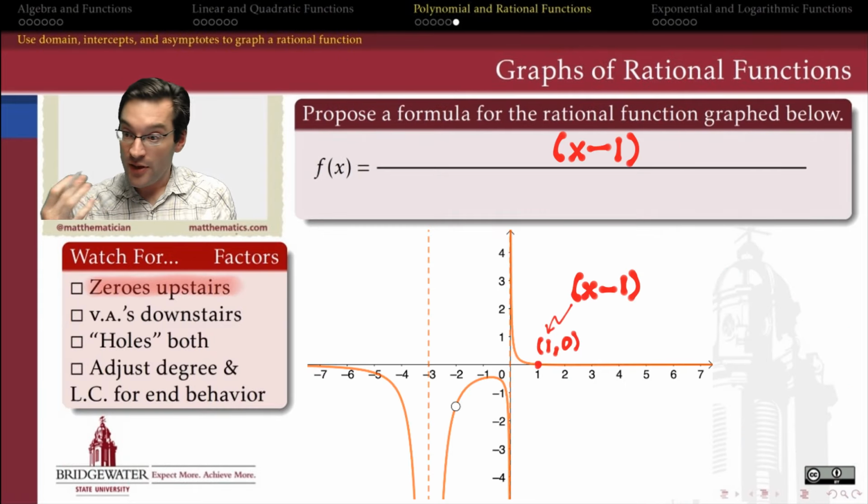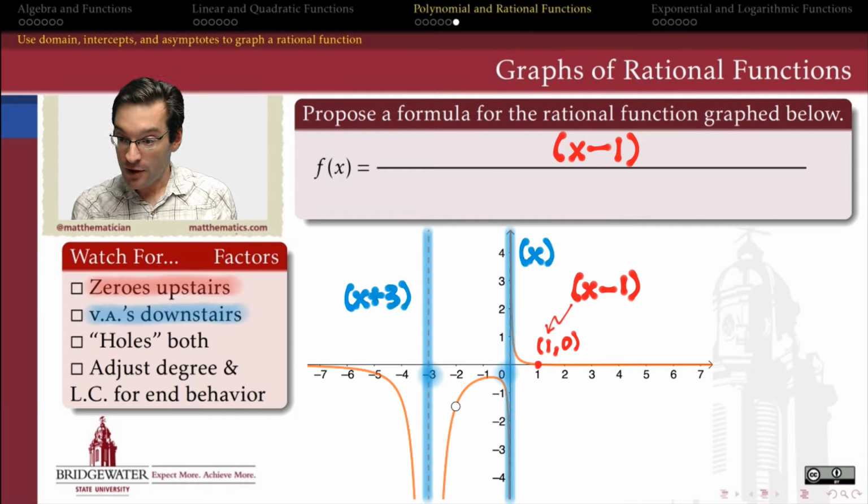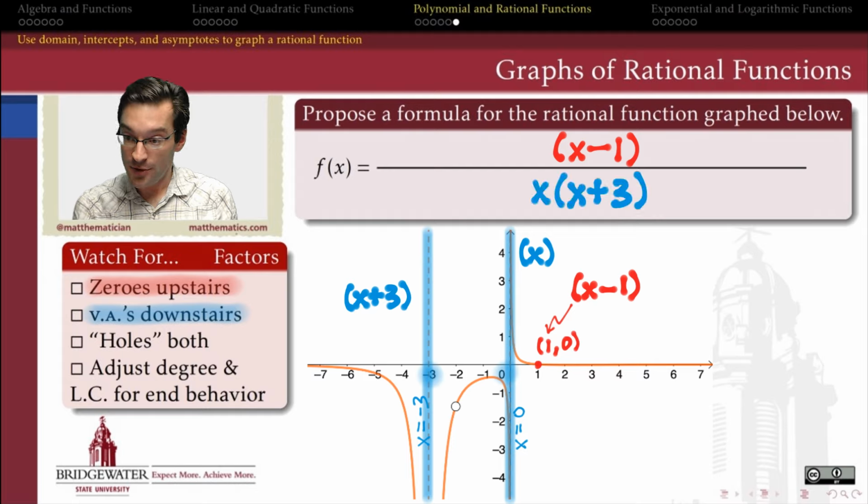Finally, we can use everything we know about local behavior and end behavior for rational functions to do the opposite, to take a graph and speculate an equation for a rational function that has all these properties. For example, this graph has an x-intercept at x equals 1, so I know that I want a factor of x minus 1 upstairs in my numerator. It has vertical asymptotes at x equals negative 3 and x equals 0, so I want factors respectively of x plus 3 and x in the denominator.